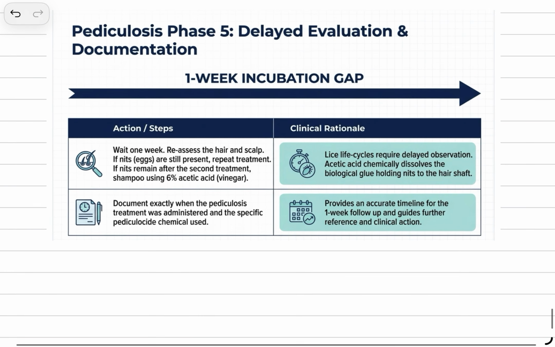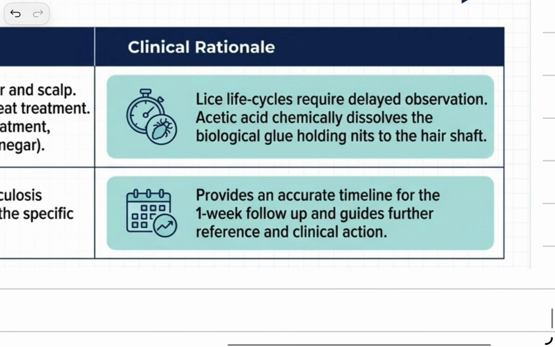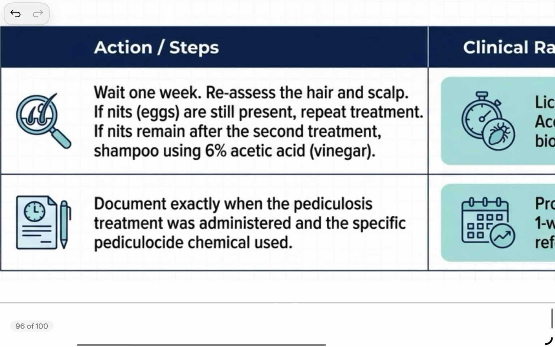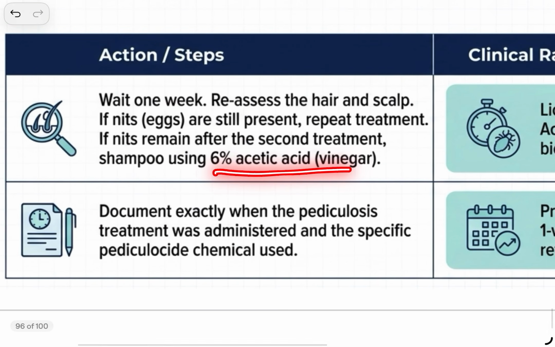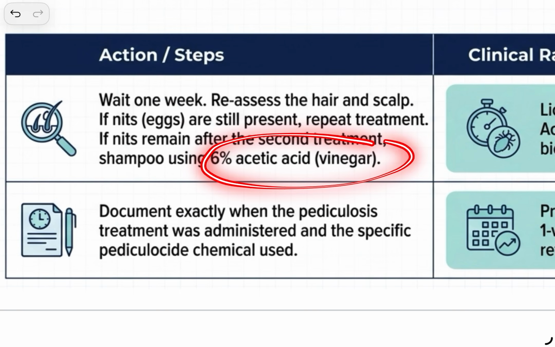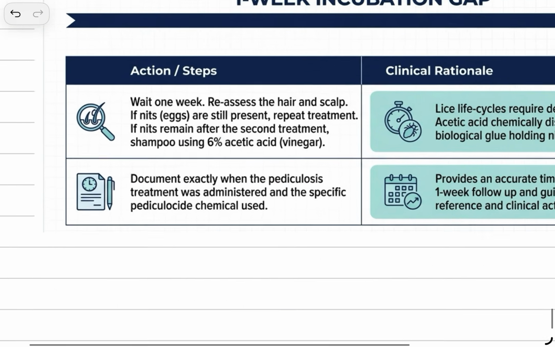Clear? If the nits are present, sir, can we apply the kerosene and coconut, or can we apply the same thing, Lysol? The answer is no. What should we apply then? We should apply acetic acid, that is 6% acetic acid, or we can say vinegar. Are you understanding? Everyone understood? Okay.